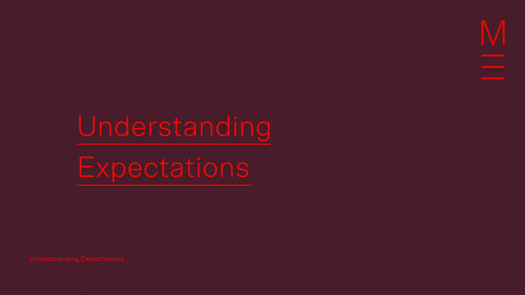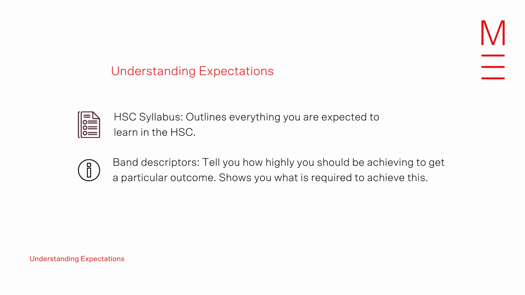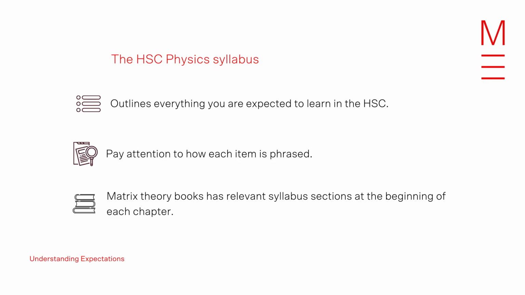In order to succeed in physics, you'll first need to understand exactly what's going to be expected of you for the HSC by NESA and your teachers. There are two very important documents that you should definitely read and frequently consult to ensure that you're on the right page: the HSC syllabus, including the skills section, and the performance band descriptors. The HSC syllabus outlines every single thing you're going to be expected to learn in the HSC. If a formula or concept is on that list, you can bet that it's going to be assessed somewhere and at some time. That's why we put the relevant syllabus sections at the beginning of every chapter in the Matrix textbook. You should pay attention to how each item is phrased.